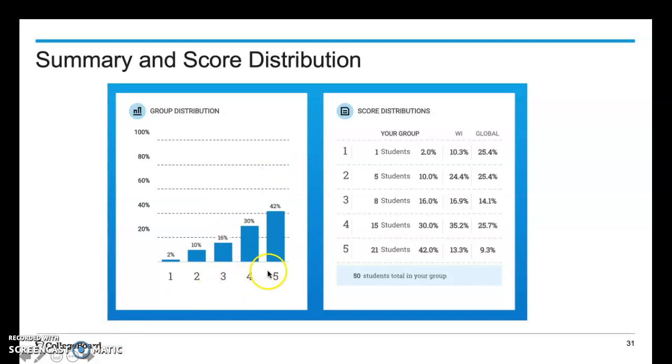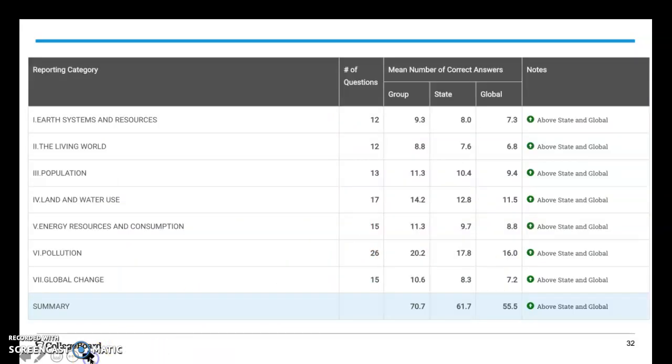So it shows me my group distribution, my percent of 5, 4, 3, 2, and 1. This is where I'm starting to compare my students to other students. So of the 42% of my students that earned a 5, in the state of Wisconsin, 13.3% did, and globally only 9.1% did. And I know a lot of us, this is our goal. How the heck do you get all those kids in the 4 and 5 range?